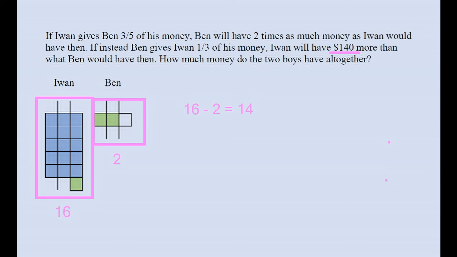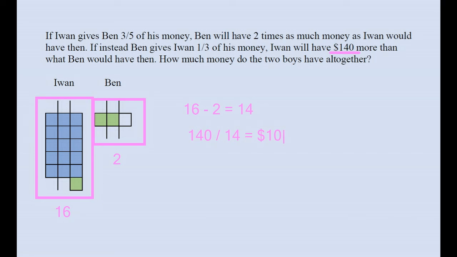And that tells me each square represents 140 divided by 14, or $10. Each square represents 140 divided by 14, which is equal to $10.